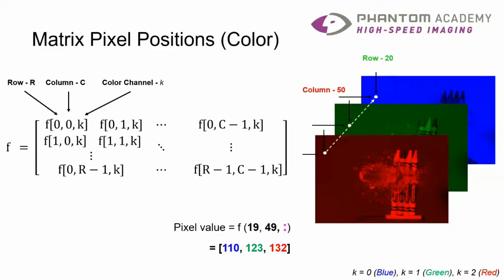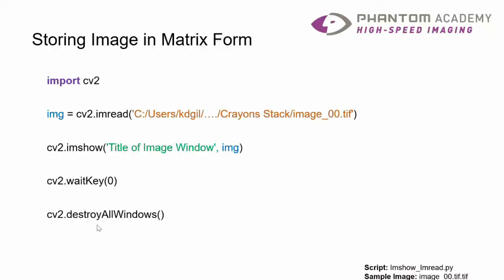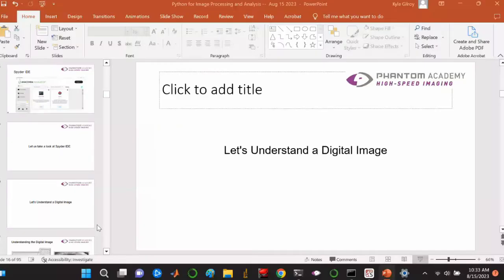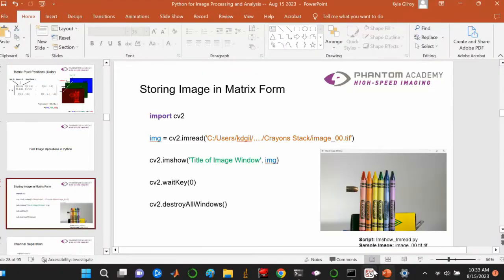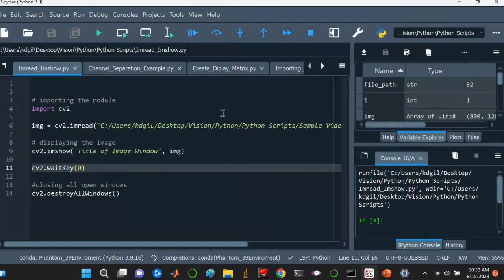So some of the first operations you want to do in Python is just importing images. So let's take a look at that. I'm going to open up Spyder. And this is a sample script that, again, is very simple, but we're going to still provide it to you. This just shows you the general workflow of how you would import an image into Python.